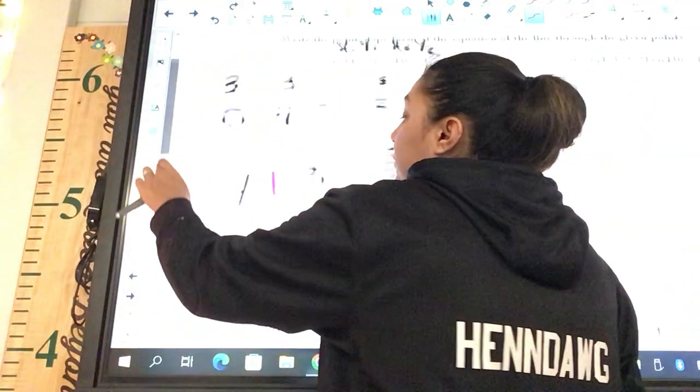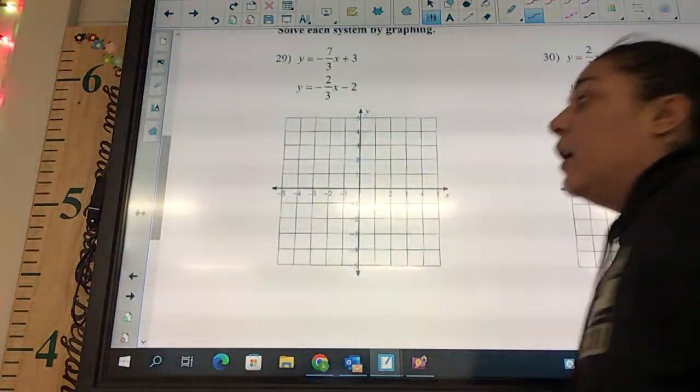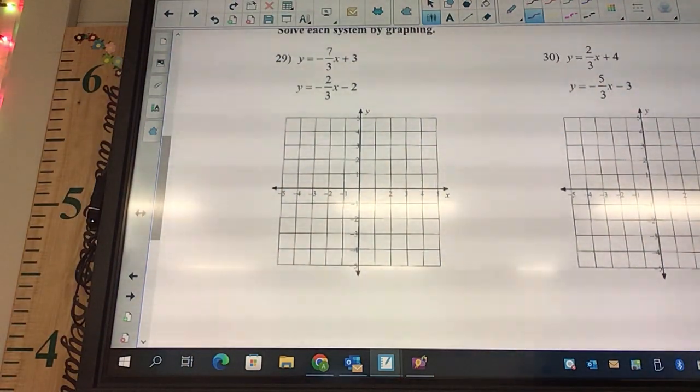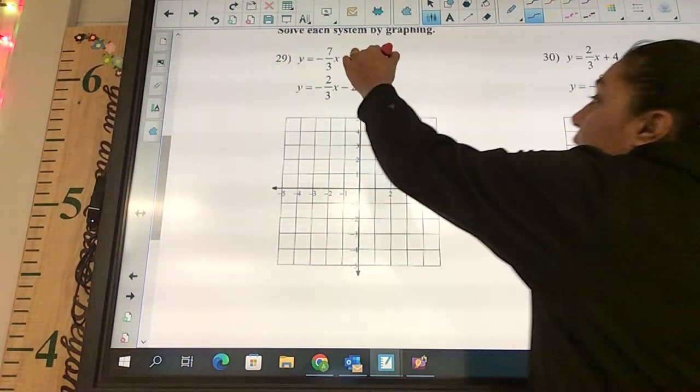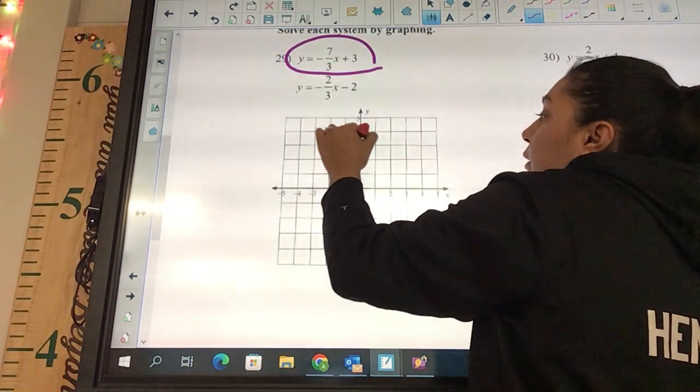Solve each by graphing. Okay, so we're going to graph this first one. Where does this first equation start out at? Starts at 3. What is my slope?